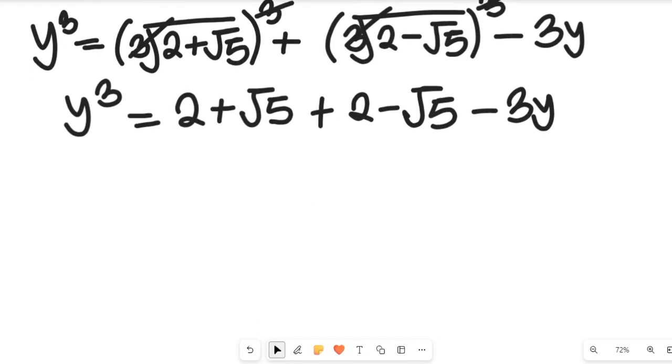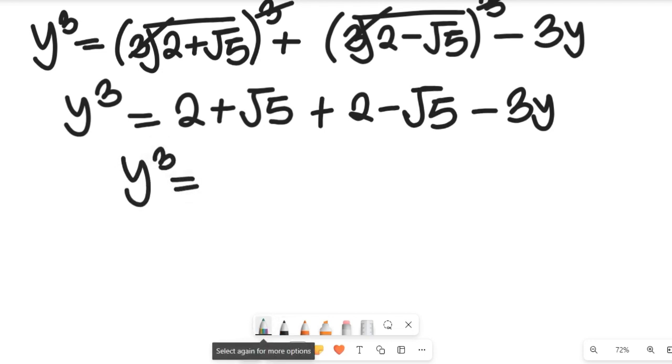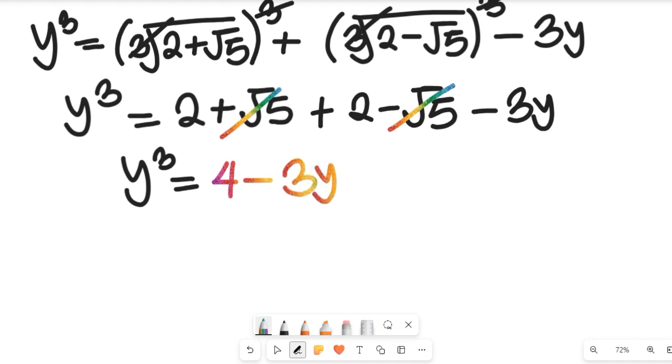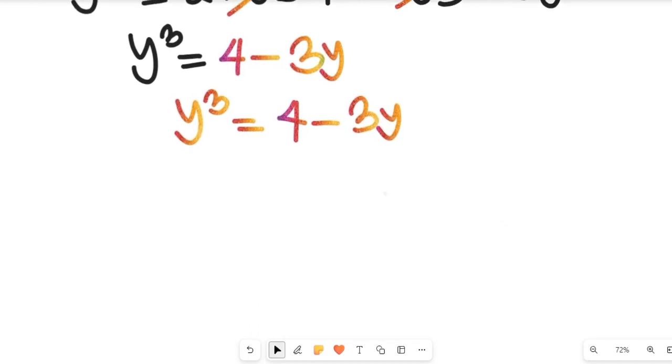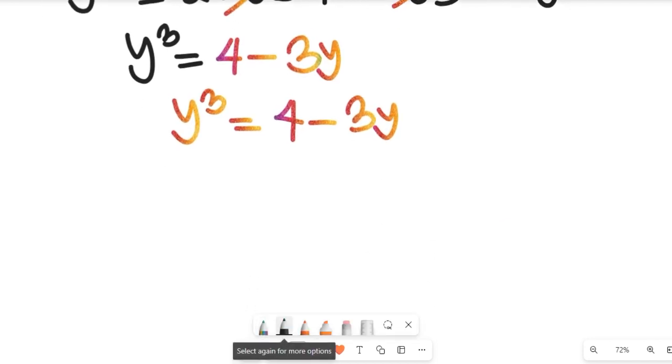So that expression will now give us y to the power of 3 equal to, recall that this will simply be 4 minus 3y. So our y to the power of 3 is equal to 4 minus 3y. This looks like a perfect equation, so we're going to bring it together.